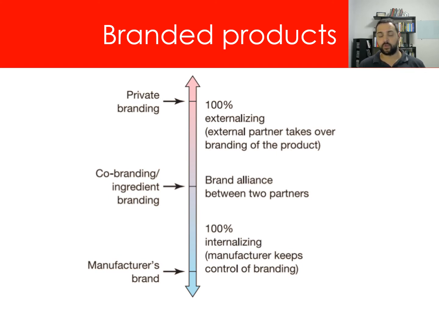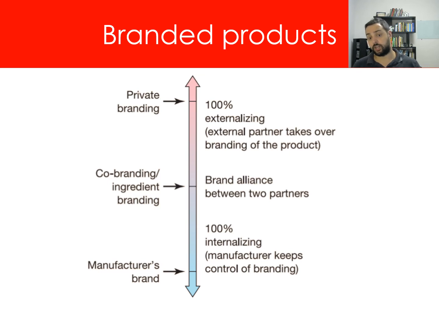For instance, when you go to the supermarket, the supermarket sells products that it is not really producing. But then the producer, the manufacturer, can use the brand of the supermarket to sell the products there. It's a very good point.